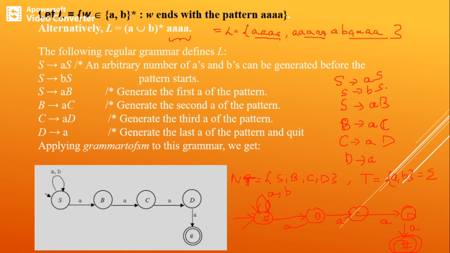There is no S gives epsilon or C gives epsilon or anything like that. That's why hash is the only accepting state. As I told, I'm not going to follow this last step of the algorithm in the examples. Okay, so that's about the regular grammar to FSM conversion.